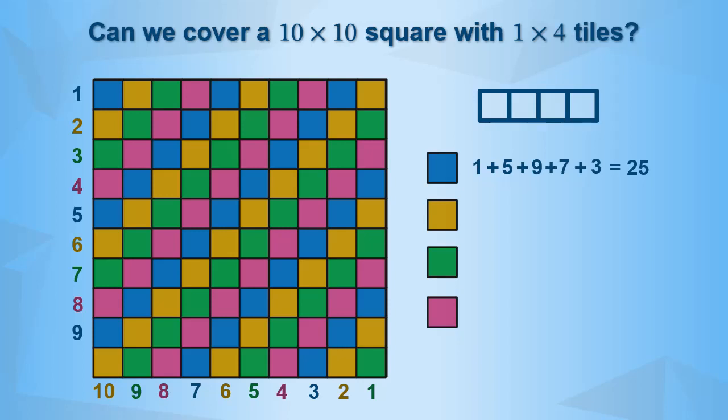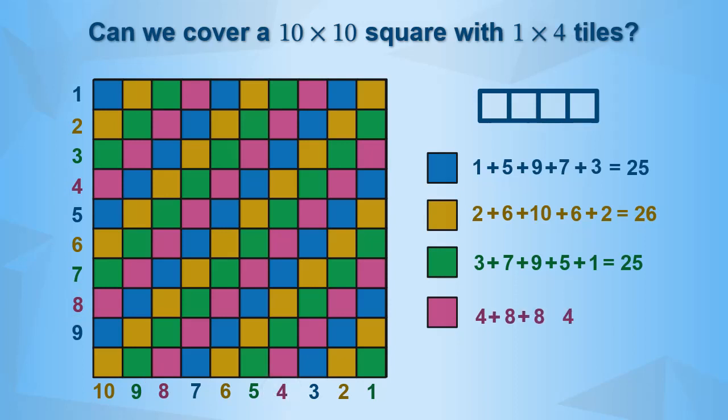Let's see what we have for the yellow color. It has 26 squares, which means that there is no point to continue. However, we will, for the mere curiosity. For the green color there are 25 squares, and the red color is left with only 24 squares.